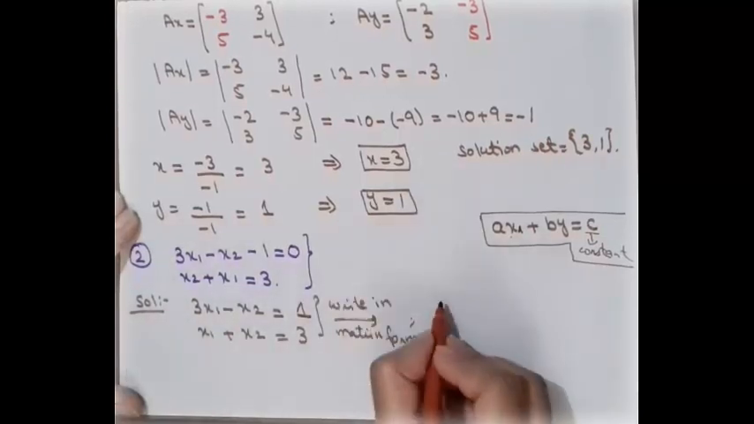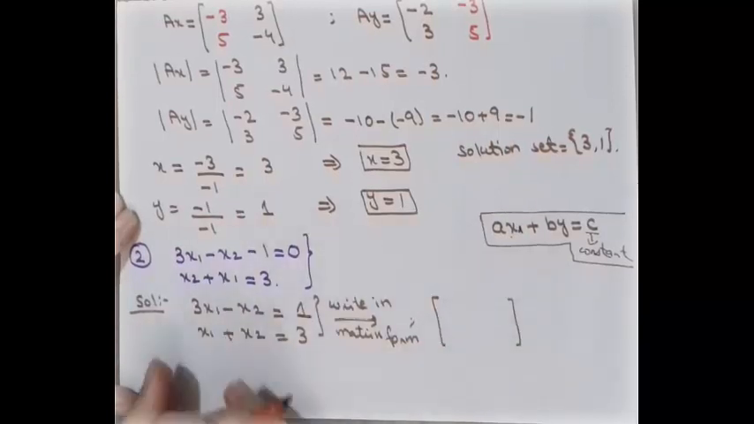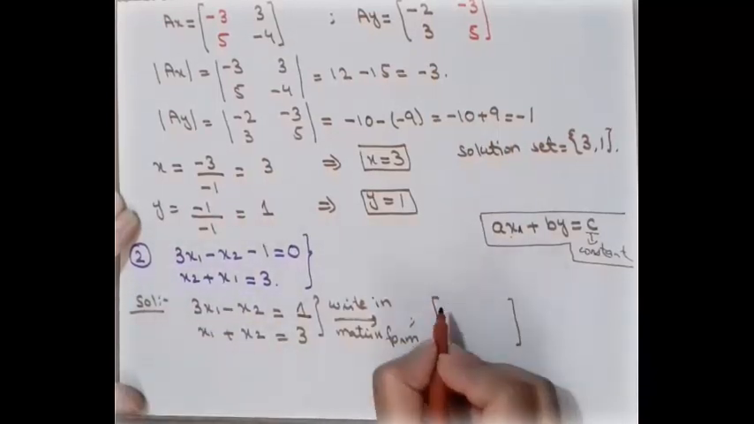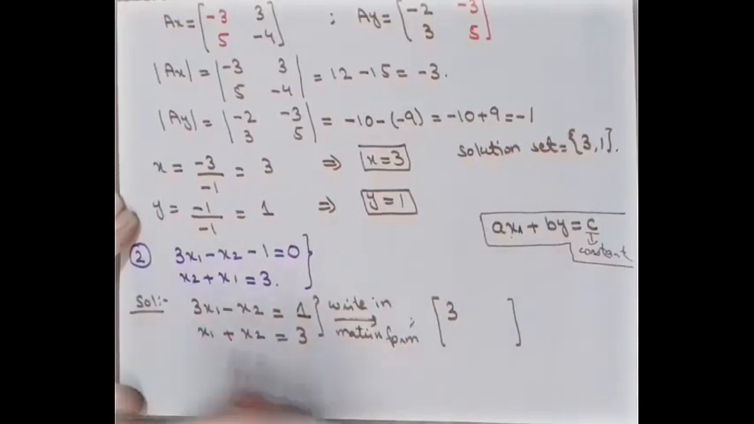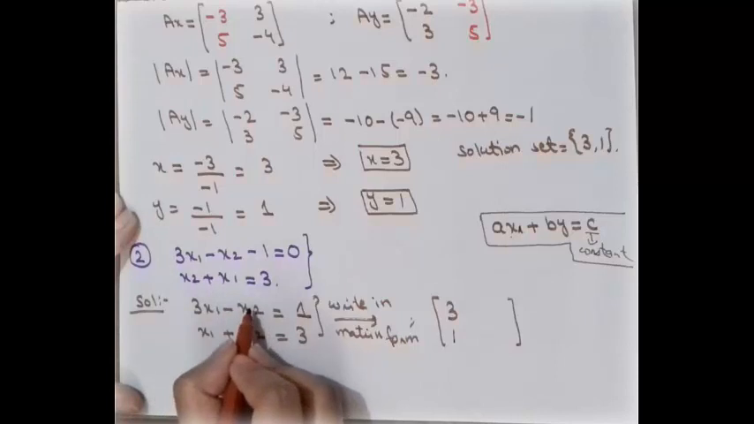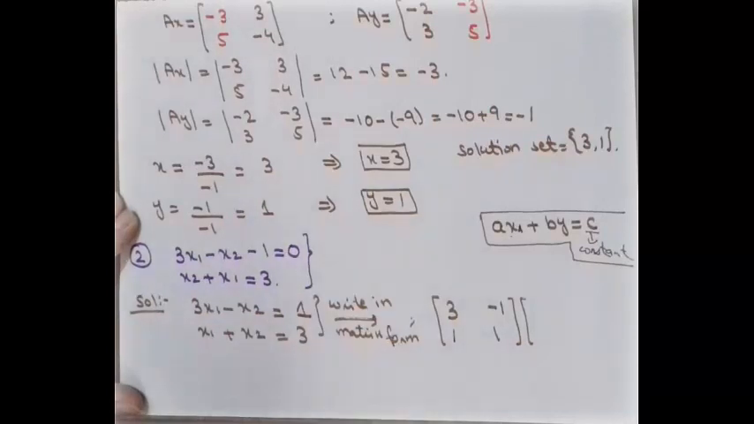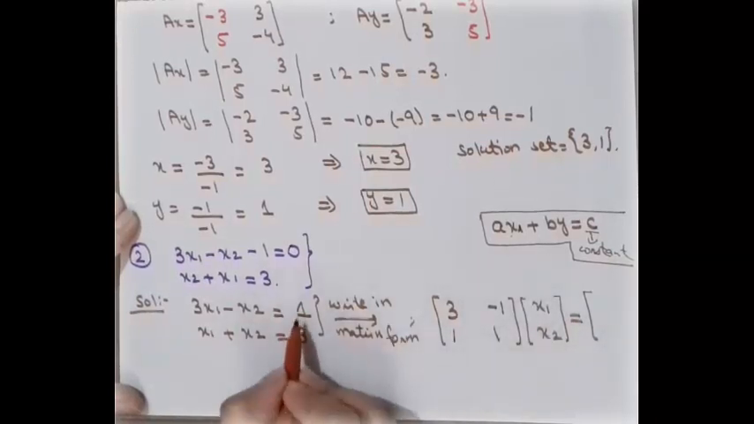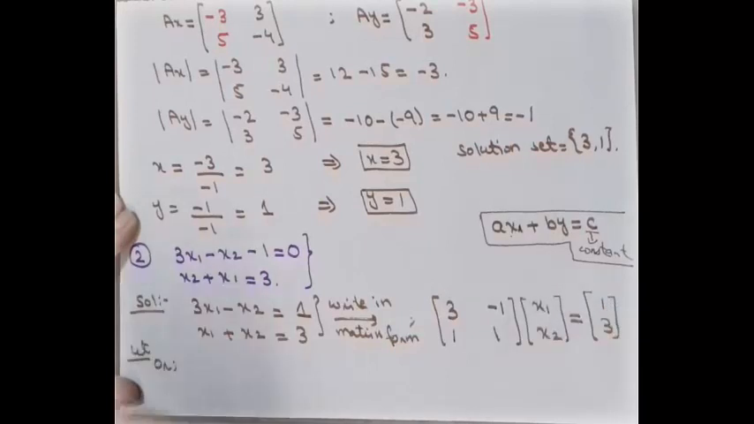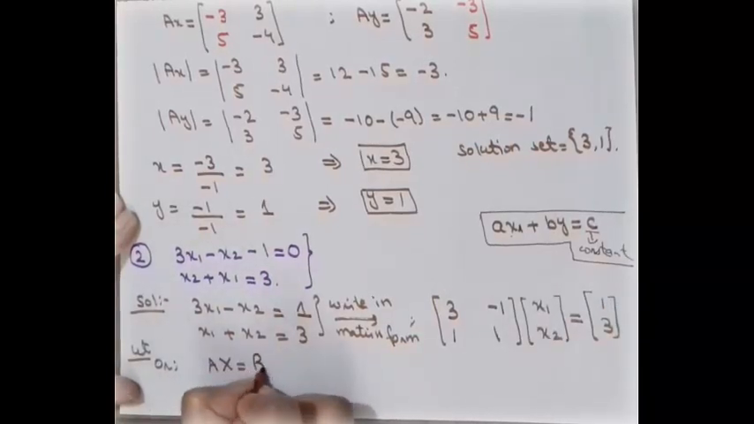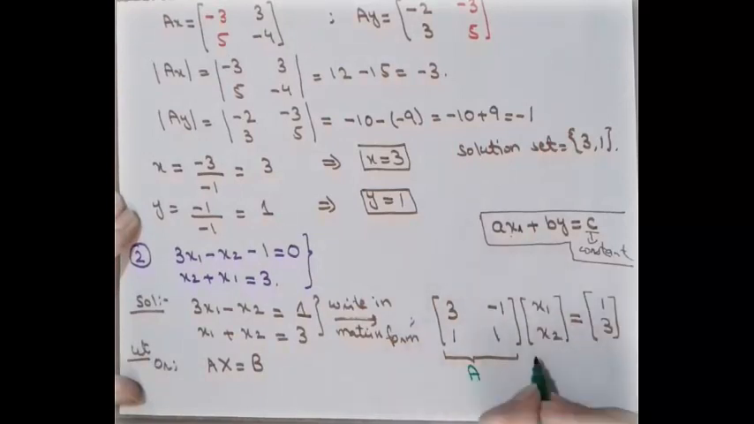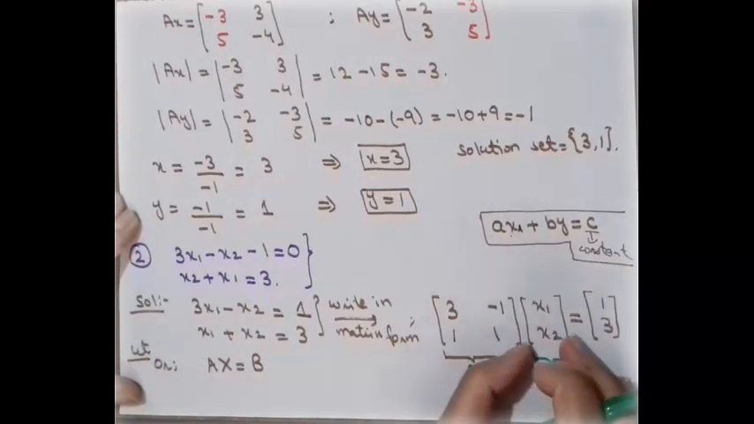So first of all, we write a matrix of the coefficients. The coefficient of x1 is 3, and in the second equation the coefficient of x1 is 1. Here the x2 coefficient is -1, and in the second equation it is 1. The second matrix is a column matrix of the unknown variables, x1 and x2, then we write the equal sign and the column matrix of the constant terms, which is 1, 3. Let AX equal B, where A is the coefficient matrix and B is the column matrix.